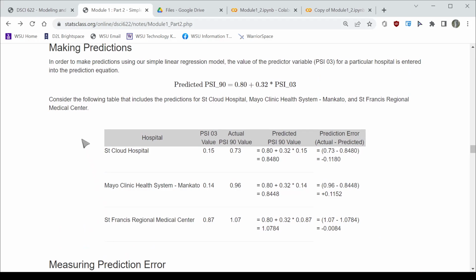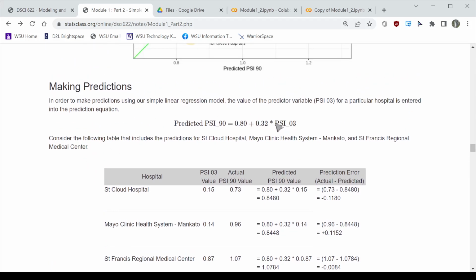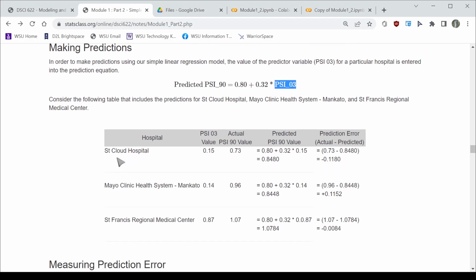How do I make predictions? Well, in order to make predictions, all we need to do is to obtain the PSI 03 rate for each of the hospitals. So I have 3 hospitals picked out here, some of them that I identified up above. So for example, for St. Cloud Hospital, I have a PSI 03 rate of 0.15. I would just plug that into the equation up above to get a predicted PSI 90 score.